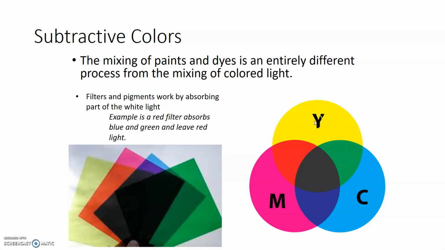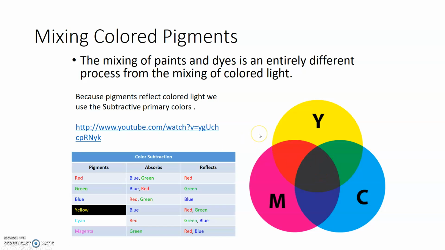If it's equal yellow and cyan, you'll make green. If it's equal amounts of magenta and cyan, you'll make blue. Equal amounts of magenta and yellow, you make red. And if you mix all three together equally, you get black. So mixing of paints and dyes is entirely different than mixing of colored light.